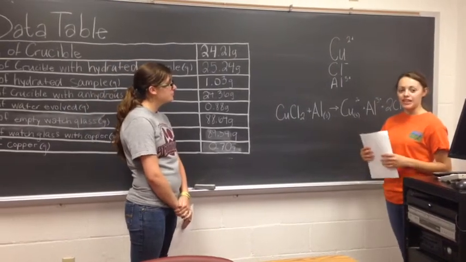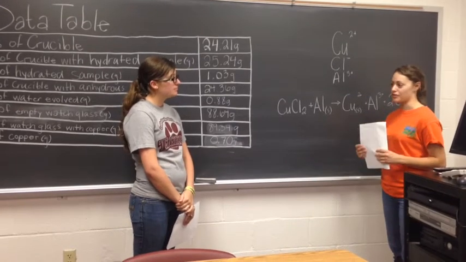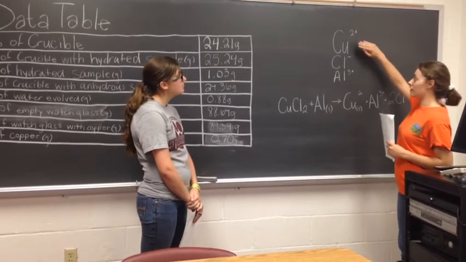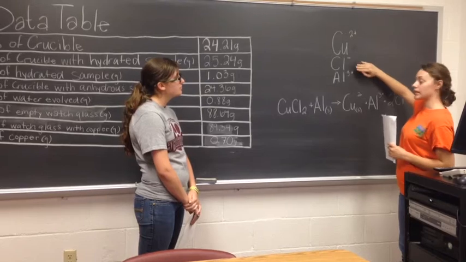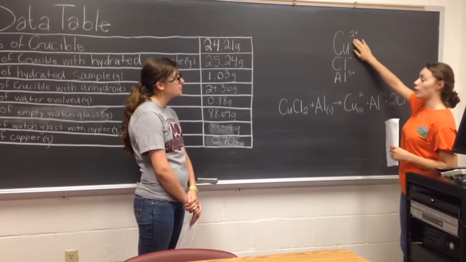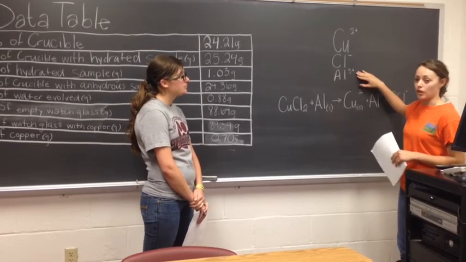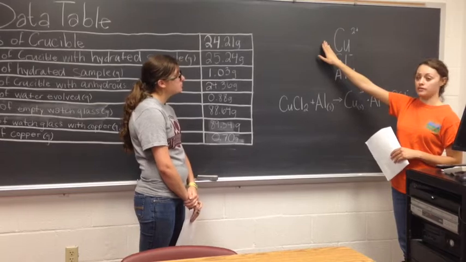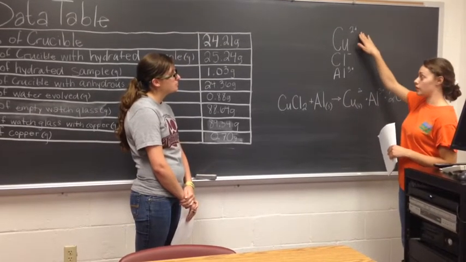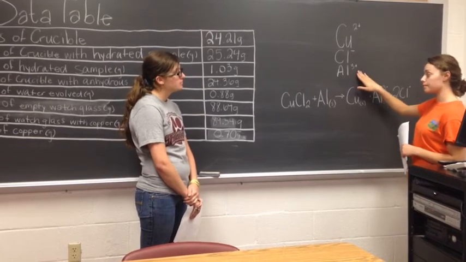The first step that we need to do was determine the charges of all the ions within the compound. First, we had copper, we had chloride, and we had aluminum. We found the charges that we have here, positive 2, negative 1, and positive 3, due to their placement on the periodic table. Copper has a charge of positive 2, chloride, negative 1, aluminum has a positive 3 charge.